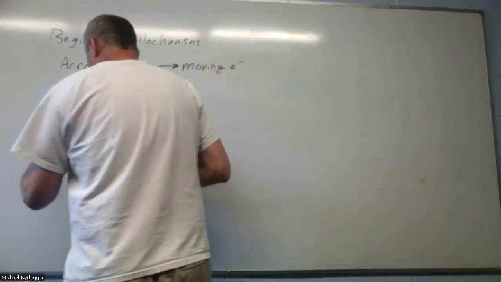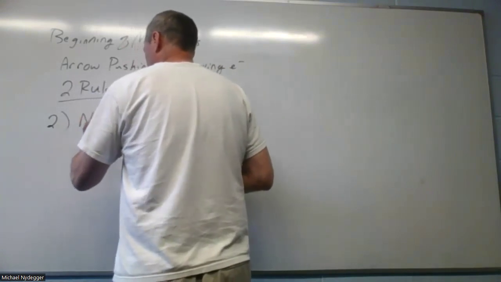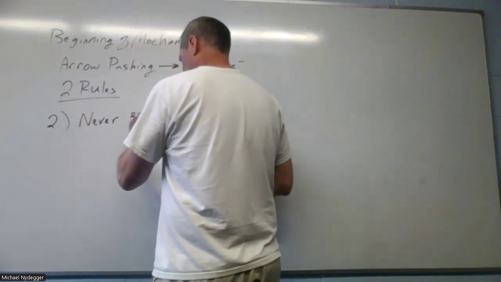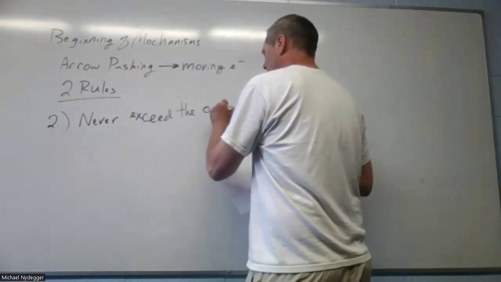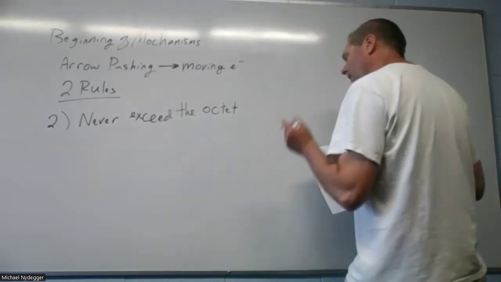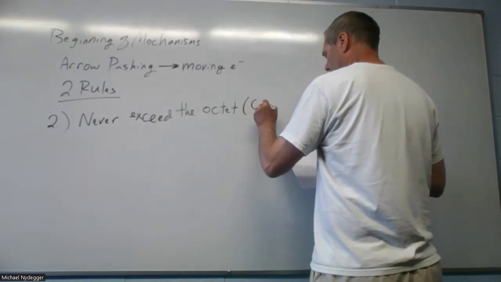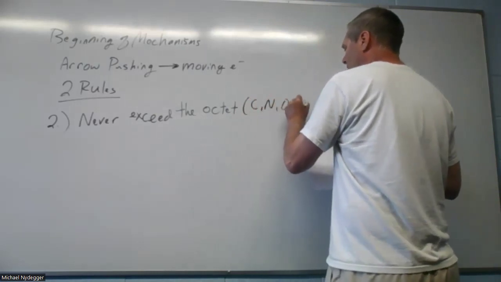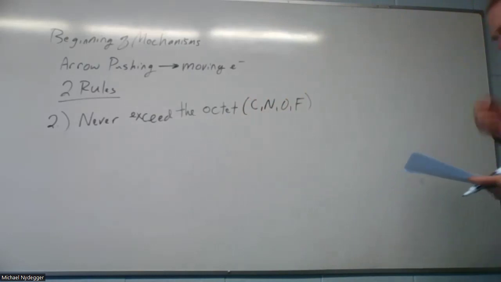The second rule is we never exceed the octet. Now, this is not for everything, though. This would be for carbon, nitrogen, oxygen, and fluorine. You don't want to exceed the octet rule for those.